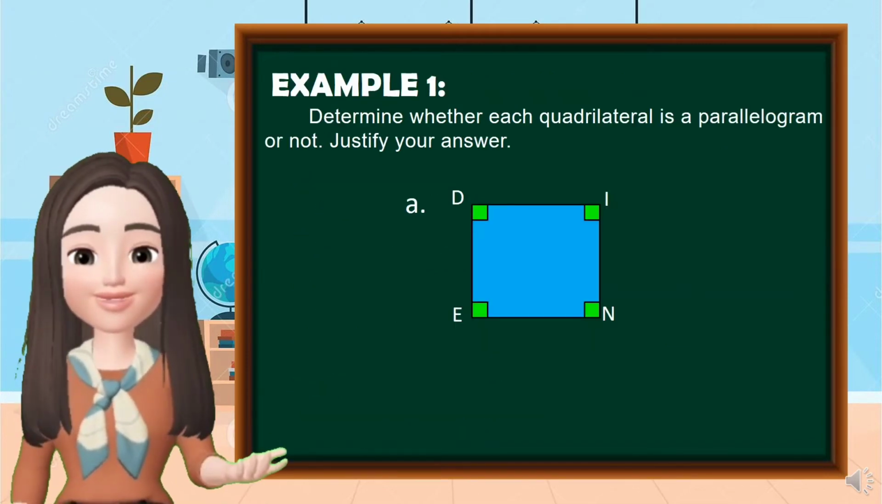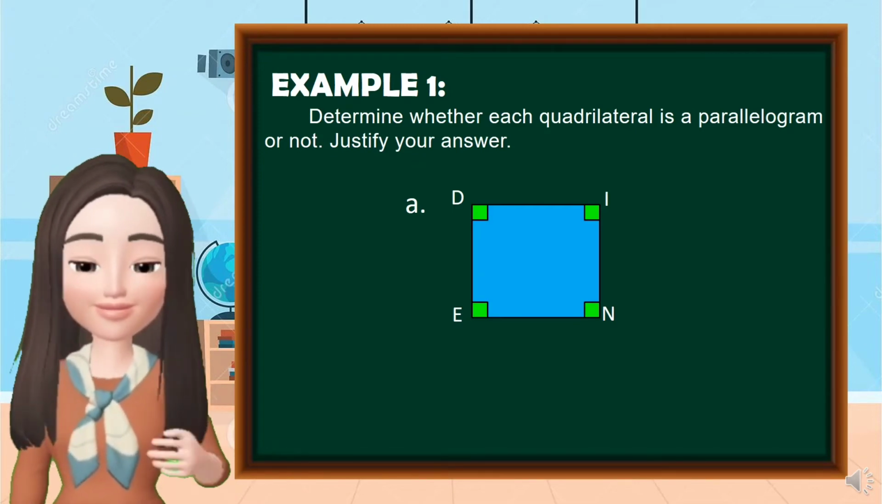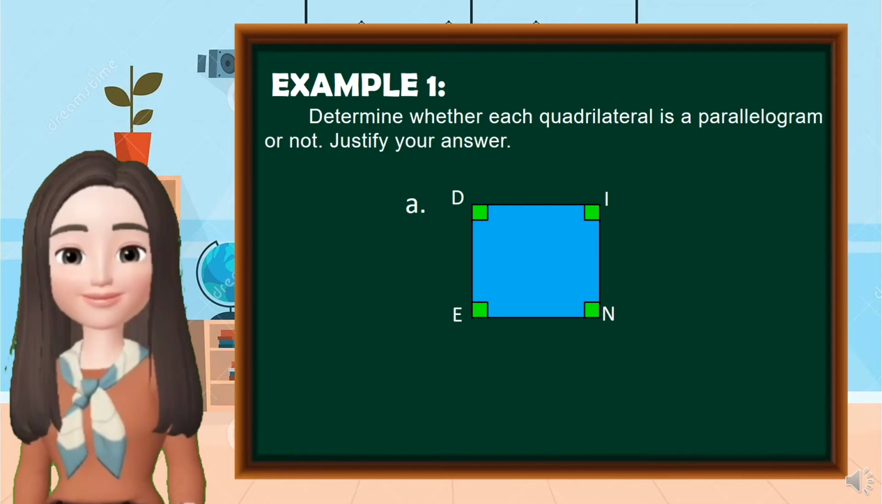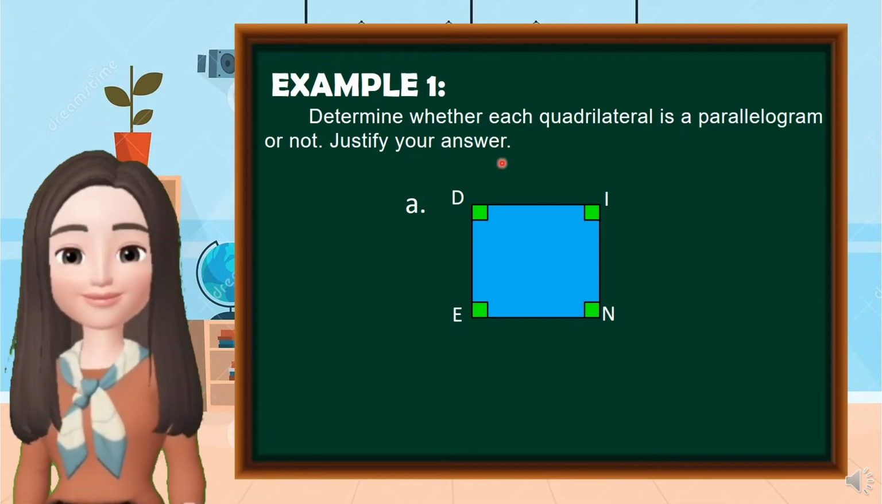Alright. So, let us have these illustrative examples. For our example number 1, we have to determine whether each quadrilateral is a parallelogram or not. So, hindi lamang po natin basta alamin if the set figure is a parallelogram or not. But, you also have to justify your answer. When we say justify your answer, you have to give reason. Okay? So, what would be our basis para masabi natin that this figure is really a parallelogram?